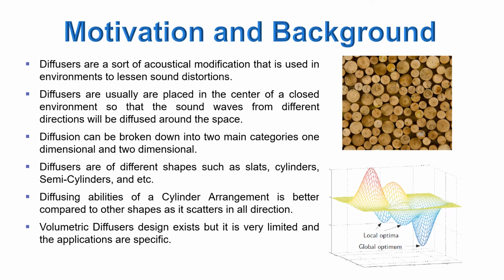Unlike reflective surfaces, diffusers scatter the sound in all different directions to maximize the diffusion coefficient. Diffusers are generally placed in the center of the room to get maximum sound wave diffusion. They are mainly divided into two categories: one-dimensional and two-dimensional. There are many different shapes of diffusers, some of which are mentioned in the slide. But among all, the cylindrical arrangement is the best as it scatters sound waves in different directions to get maximum diffusion.